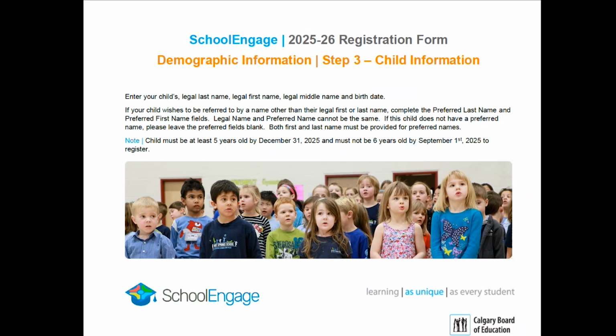Enter your child's legal last name, legal first name, legal middle name, and date of birth. If your child wishes to be referred to by a name other than their legal first or last name, complete the preferred last name and preferred first name fields. Legal name and preferred name cannot be the same. If this child does not have a preferred name, please leave the preferred fields blank. Both first and last name must be provided for preferred names. Note, child must be at least 5 years old by December 31st, 2025, and must not be 6 years old by September 1st, 2025 to register for kindergarten.